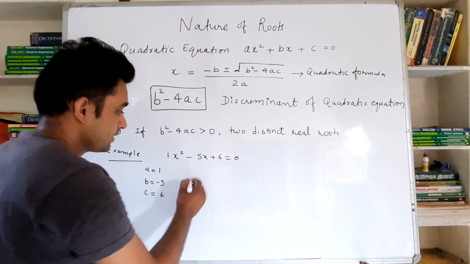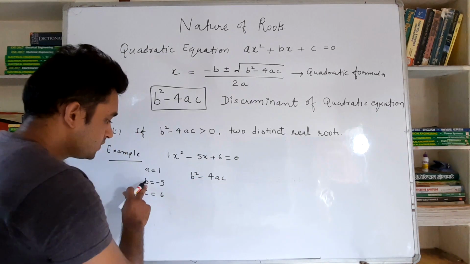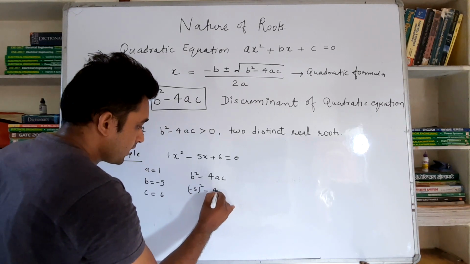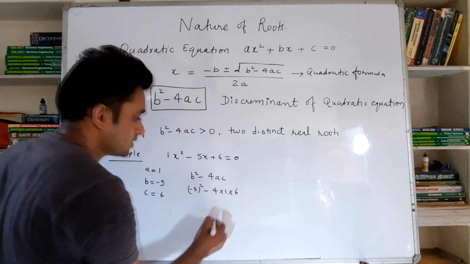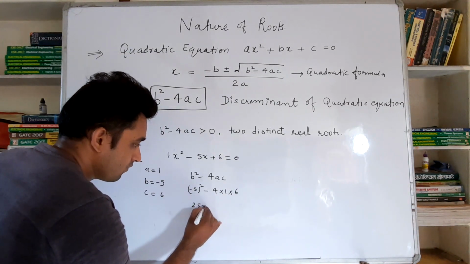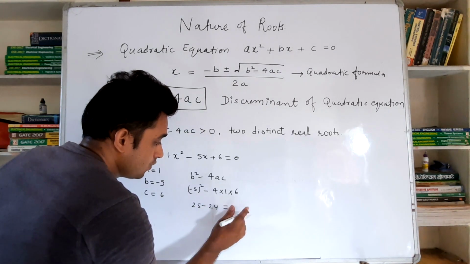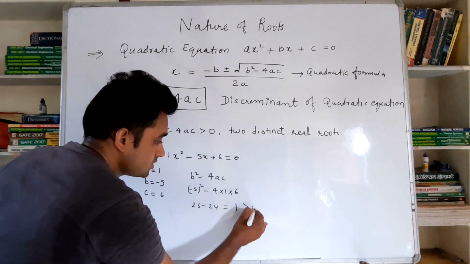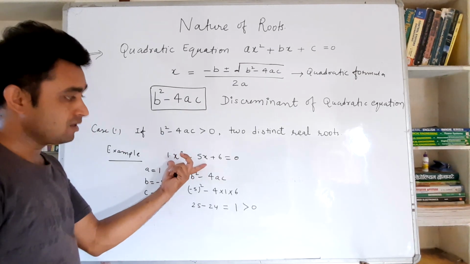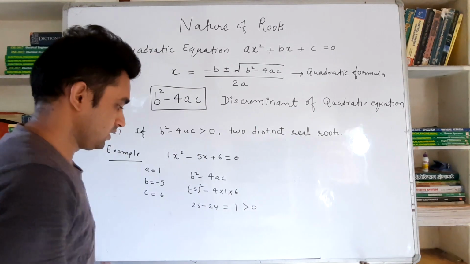Now calculate the discriminant, b square minus 4ac. b is minus 5, so minus 5 square, minus 4, a is 1 and c is 6. When we calculate, 5 square is 25, minus 24, which equals 1. This 1 is always greater than 0. That's why this kind of equation has two distinct, meaning different, and real roots.